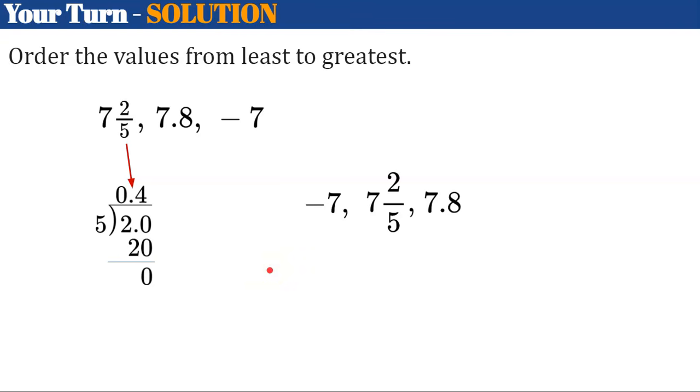So you could have used a number line, but I converted, and so I knew my negative was the least, and then I converted these to be both decimals.